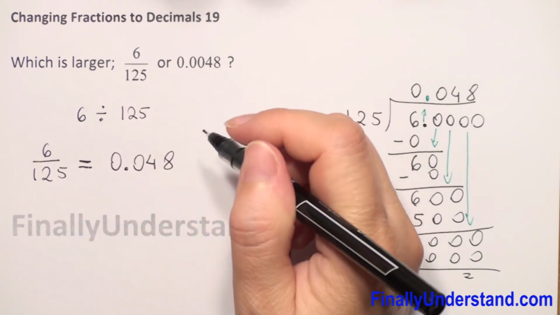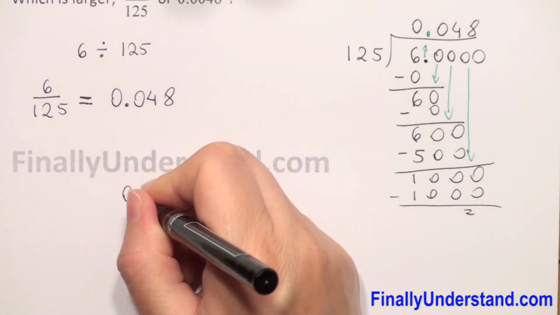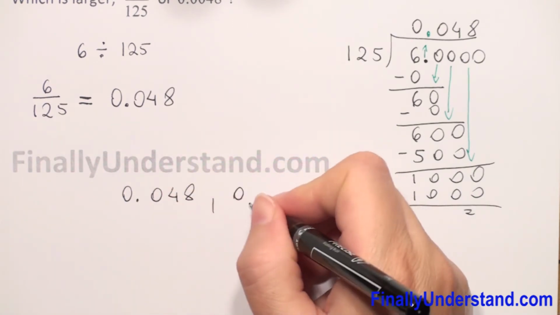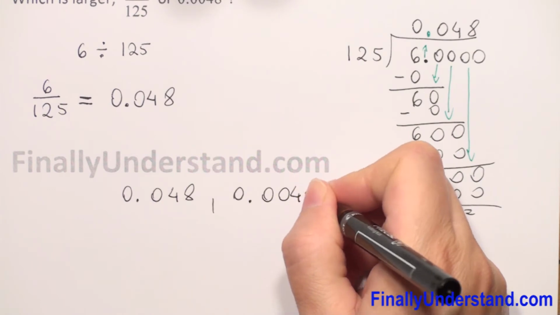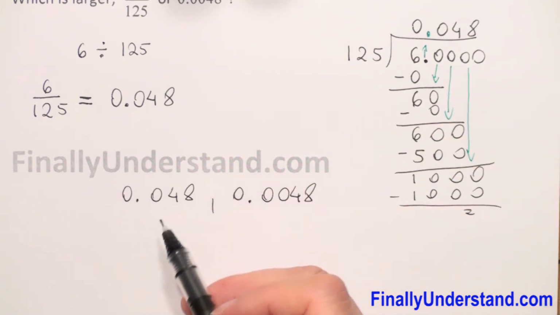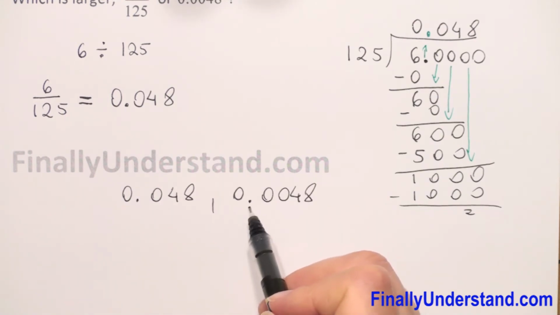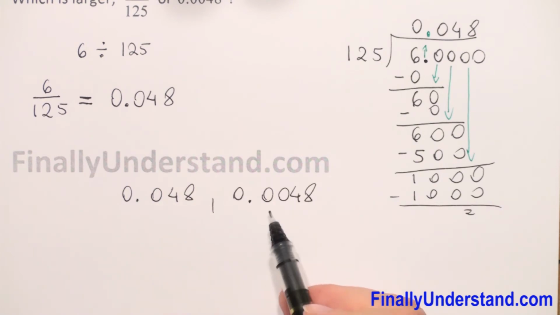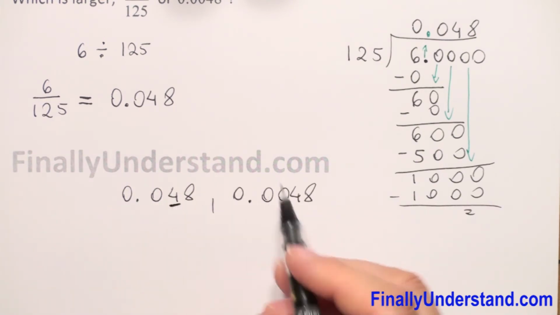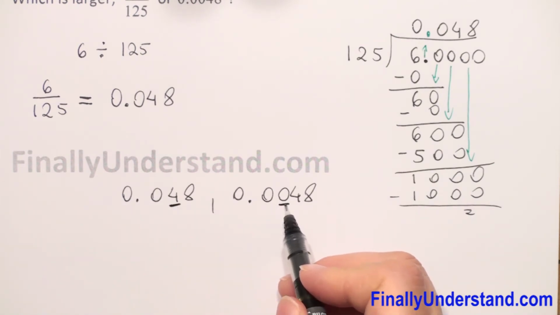And now let's see our two numbers. We have 0.048, and we have 0.0048. How do we compare these two decimal numbers? We just start from the first digit, which is 0, then the decimal point. Next is 0, the same. And the second digit is 4 in the first number, and in the second number we have 0. 4 is greater than 0.